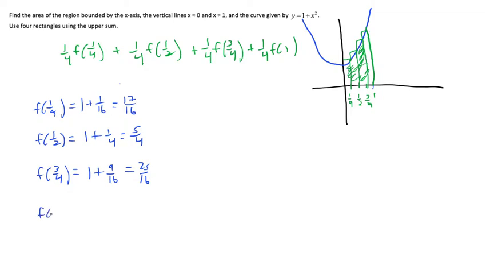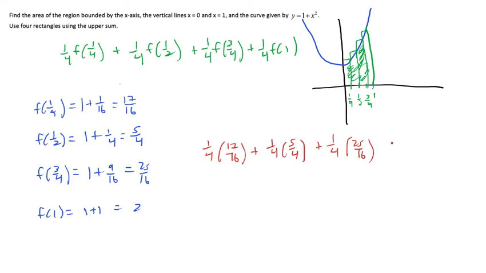And then finally, f of 1. Well, we're just going to plug the 1 in there. That's pretty simple, that's just 2. So we need to do 1/4 times 17/16 plus 1/4 times 5/4 plus 1/4 times 25/16 plus 1/4 times 2. And then adding all of these together will give us the upper sum. We call this the upper sum.